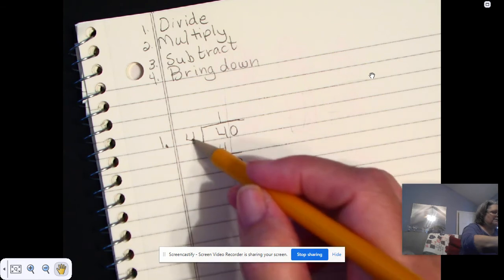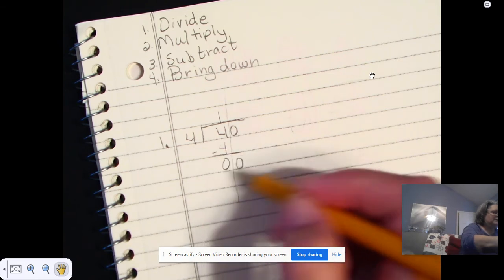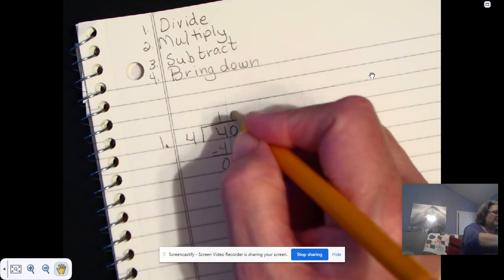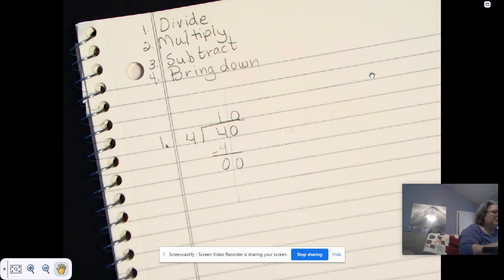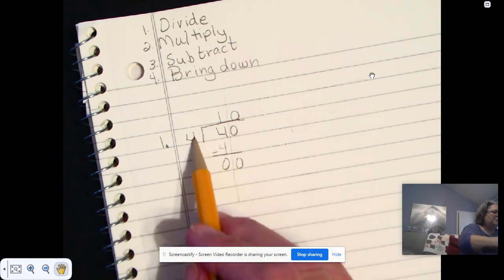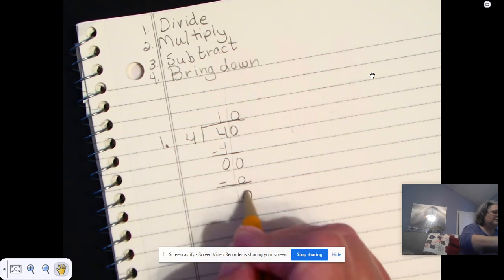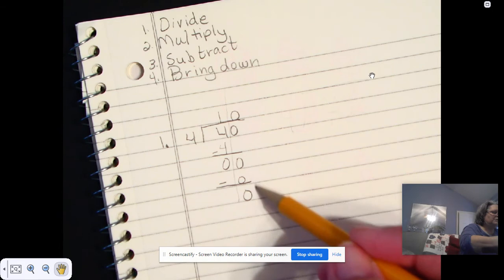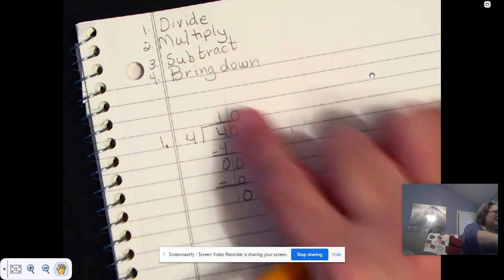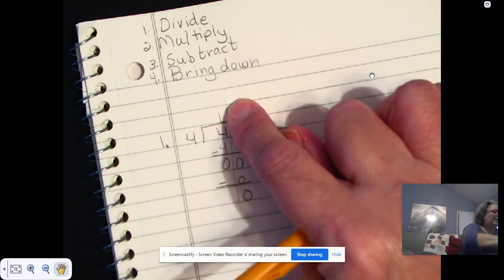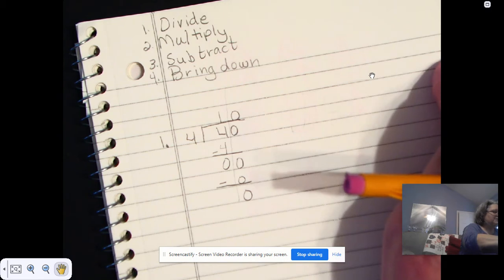So then we ask ourselves, how many groups of 4 go into 0? None. And the number for none is 0. So we write it right up there and we multiply. 0 times 4 is 0, which we put right here, and we subtract and end up with 0. And we have no more numbers to bring down. Now, if you'd said, oh, I have a 0, I can just stop. Well, then your answer is going to be 1. And that's very different from 10. So you cannot stop there.